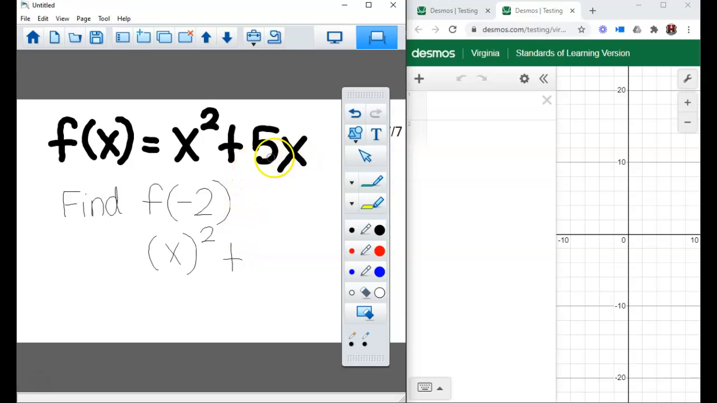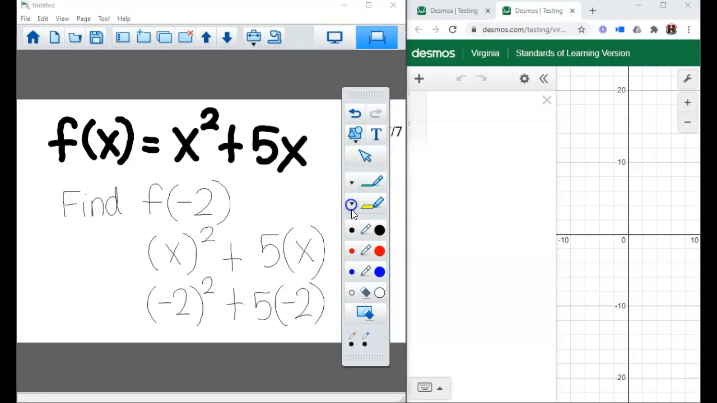Plus 5x, this is 5 times x, so again I'm going to want you to put that x in parentheses just like that. So take your function rule and rewrite it, adding any parentheses that are necessary. We need parentheses around this x because it has an exponent, and around this x because it's being multiplied by 5. Now we're going to input negative 2 for each of these x's. So you're going to have negative 2 in parentheses squared plus 5 with negative 2 in parentheses.